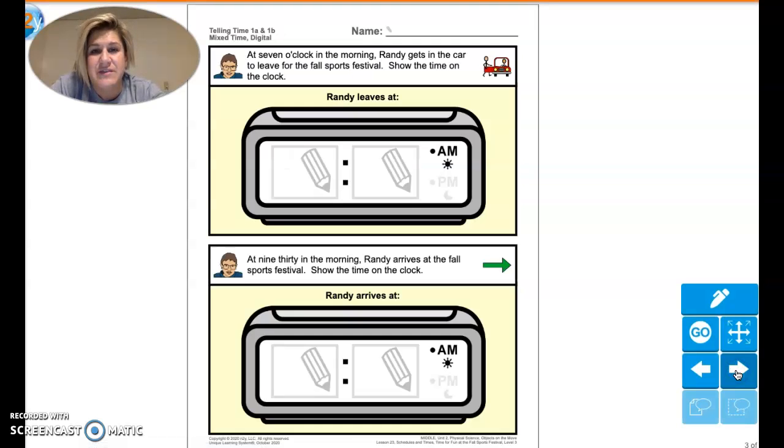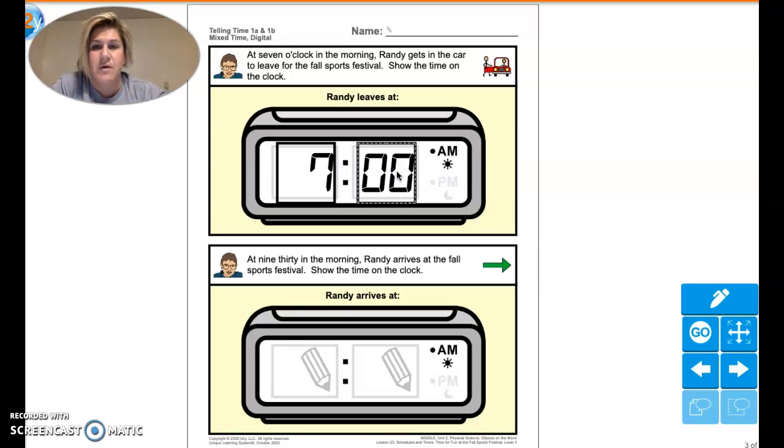Our first review: at 7 o'clock in the morning, Randy gets in the car to leave for the Fall Sports Festival. Show the time on the clock. So first here, we're going to choose 7, because it says 7 o'clock in the morning. And when it says o'clock, remember that just means 0, 0. Okay, so this says 7 o'clock. And right here, AM means in the morning. Jessica helped us remember that this means at morning. There's a good way to remind yourself of that. There's also a little sunshine on this alarm clock, so that kind of helps.